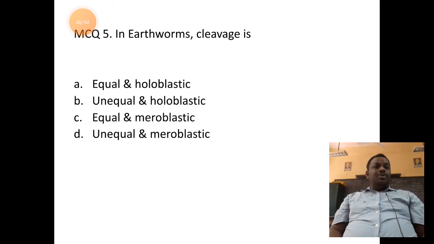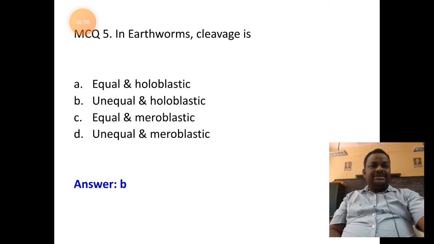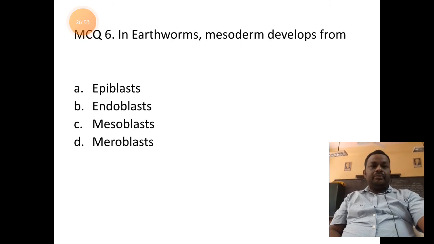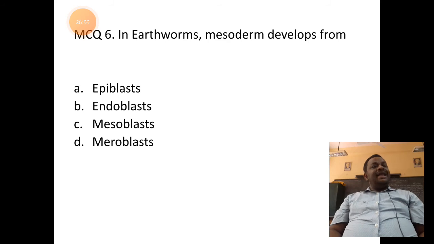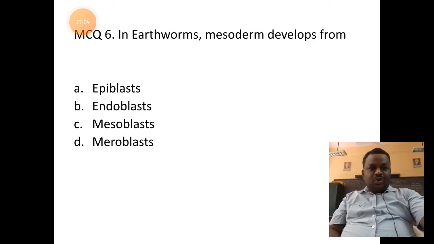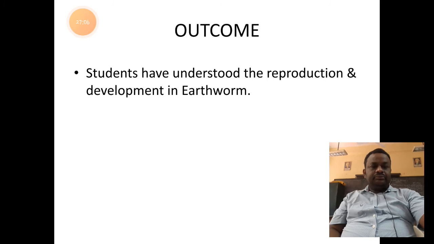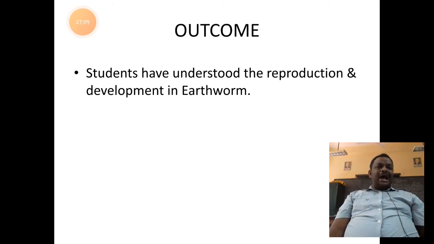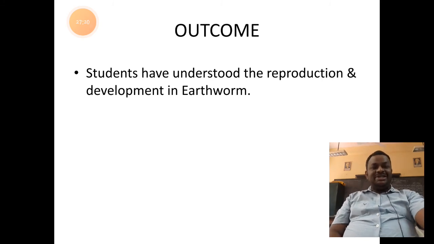In earthworm, what type of cleavage is observed? It is holoblastic and unequal. So, answer is B, holoblastic unequal. In earthworm, mesoderm develops from which of the type of cells here? So, answer is C, mesoblasts. Well, students, the outcome of today's session that we have understood is, we have understood the concept of reproduction and development in earthworm.